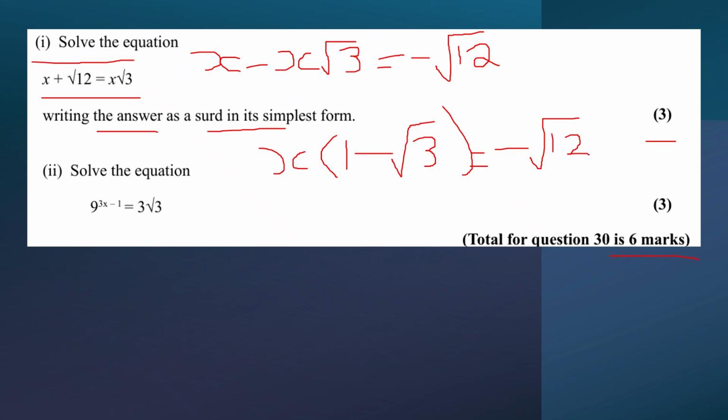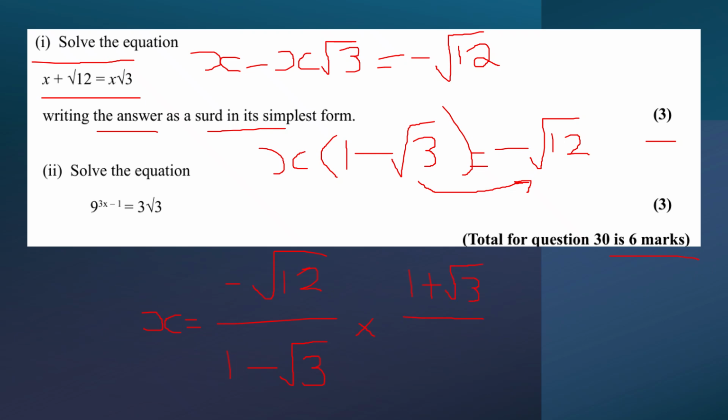I'm now going to divide by 1 minus root 3 on both sides of my equation to get x by itself. So I'm going to get x is equal to negative root 12 all over 1 minus root 3. I'm now going to rationalize this. So multiply top and bottom of the fraction by the conjugate of the denominator. So I'm going to flip the sign of this. So it's going to be 1 plus root 3 over 1 plus root 3.